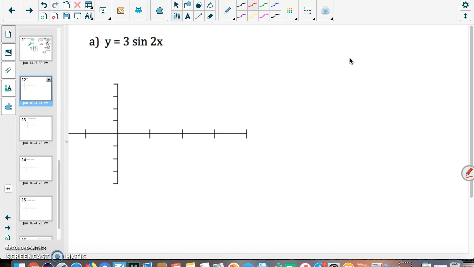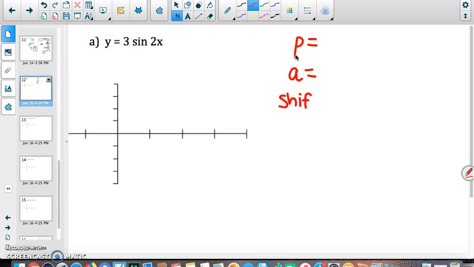So 11 wants us to graph. It also wants us to give the period, the amplitude, the shifts, the domain, and the range. So let's start with our period. To calculate period, you want to first look for your b value. In this example, our b is 2, and therefore, when I'm finding my period, I'm going to be doing 2 pi divided by 2.